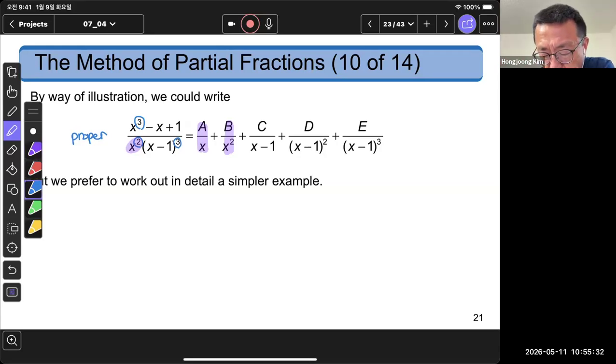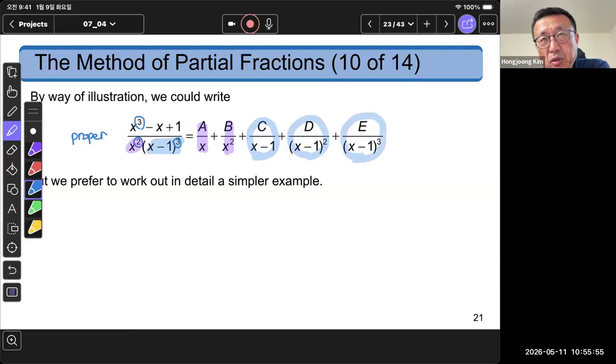Then this x minus 1 is repeated 3 times. In that case, this x minus 1 cubed will introduce 3 terms. Some number over x minus 1, another number over x minus 1 squared, and another number over x minus 1 cubed. Then how can I find a, b, c, d, and e?